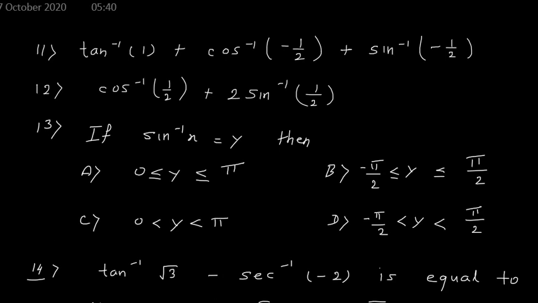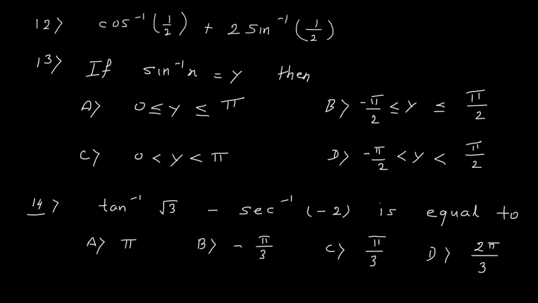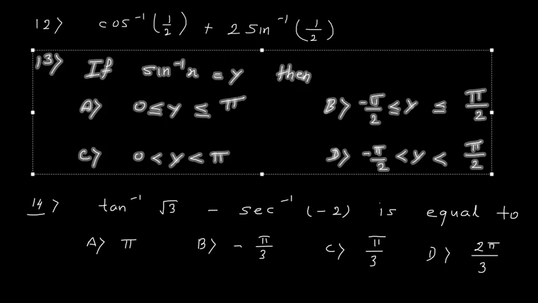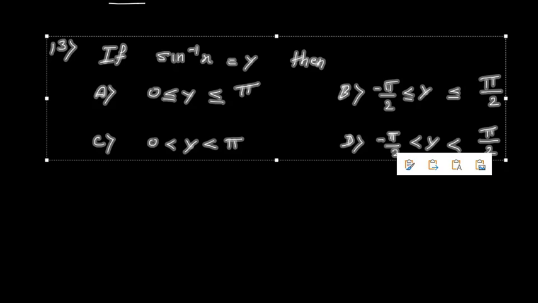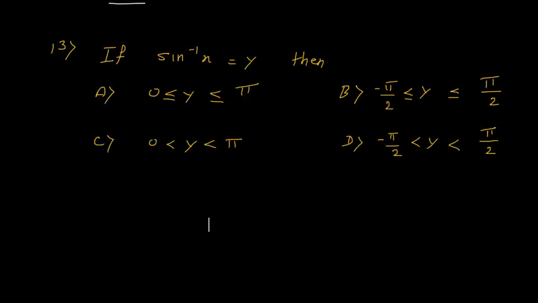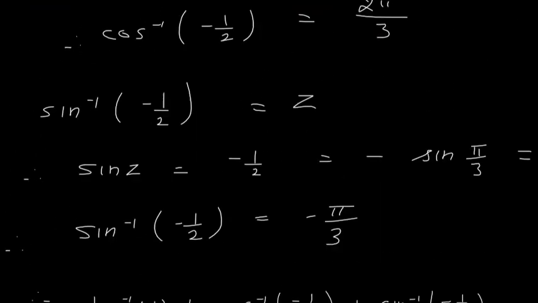Then the 13th one. Let us write the 13th question here. If sine inverse x is equal to y, then what is the range of y? For sine inverse, the principal value branch is minus pi by 2 to plus pi by 2. I will say that option B is the correct option. Option B. Yes, 13th problem done, simple. And is there any other problem?